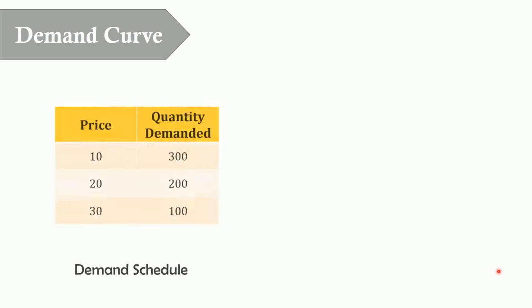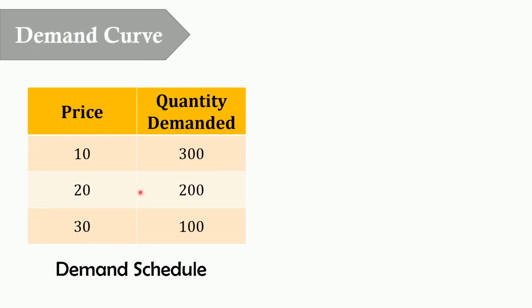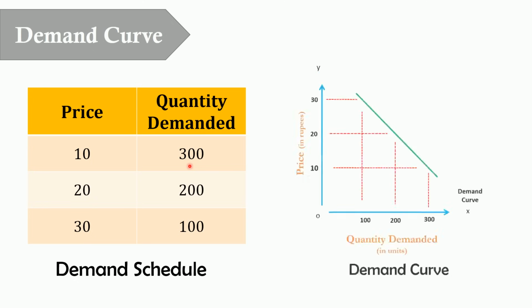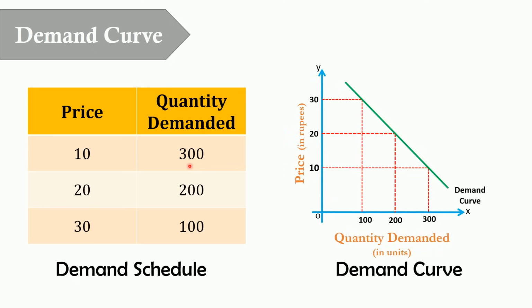Demand curve. To understand the term demand curve, first of all you have to understand the term demand schedule. Demand schedule is a tabular representation which indicates the price of a commodity and its corresponding quantity demanded by the consumer per unit of time. Now demand curve is a graphical representation of demand schedule. It represents the quantity demanded by the consumer at different price levels.